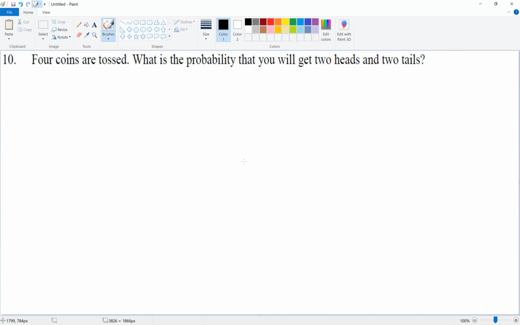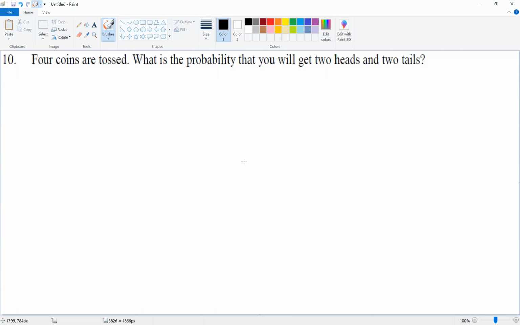Surya, I got 1/6. And what did you do? I kind of just listed out all the possibilities that could happen, and there were 6 of them, and one of them was the 2 heads and 2 tails, so 1/6. I think your listing wasn't complete. Anybody else tried this question?